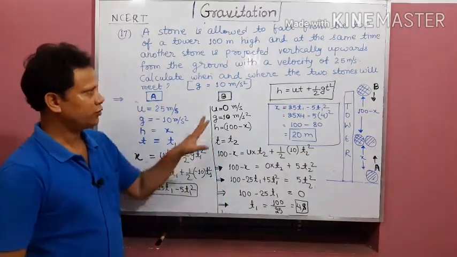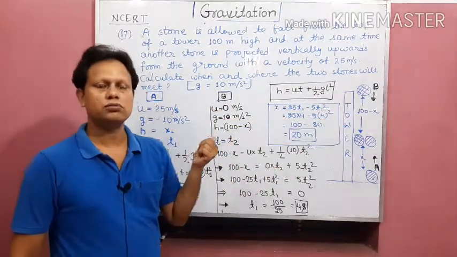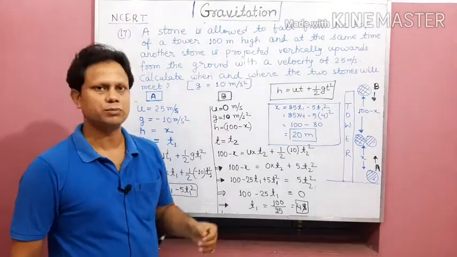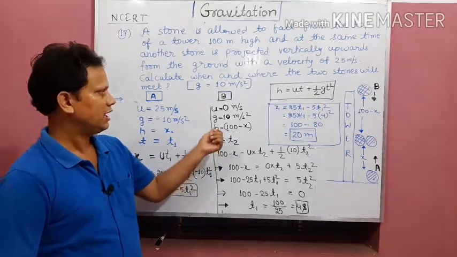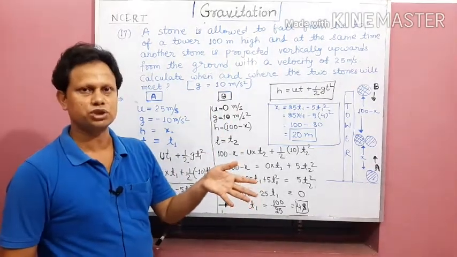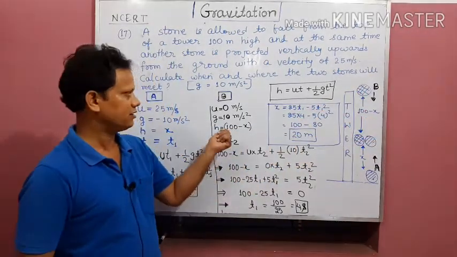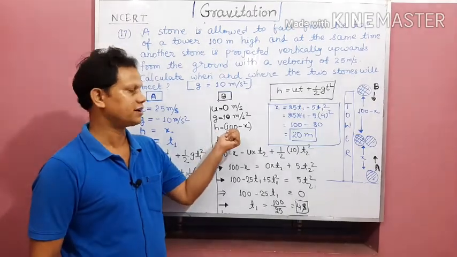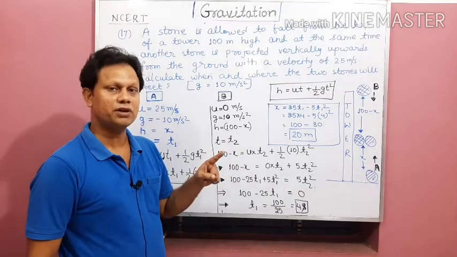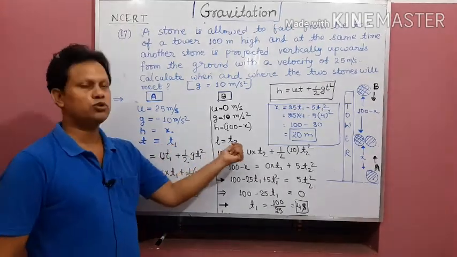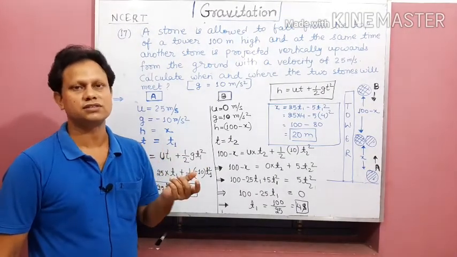Now for stone B, I have also gathered some information. U will be 0 because it is being released, so initial velocity is 0. G will be plus 10 because it is falling downward, so it is positive acceleration. H is again the displacement of the motion. B has displaced by 100 minus x, so I have taken the displacement of stone B as 100 minus x. And the time I have named T2, but again I am repeating that T1 and T2 are the same, because in the same time stones A and B cover their distances.